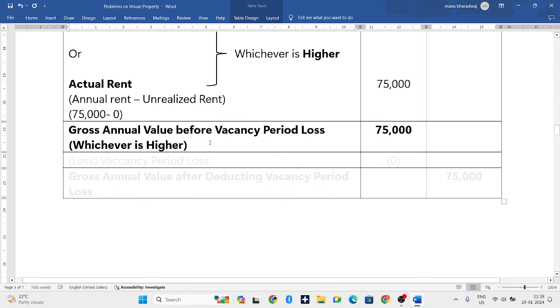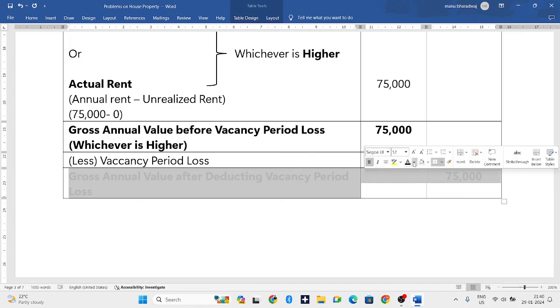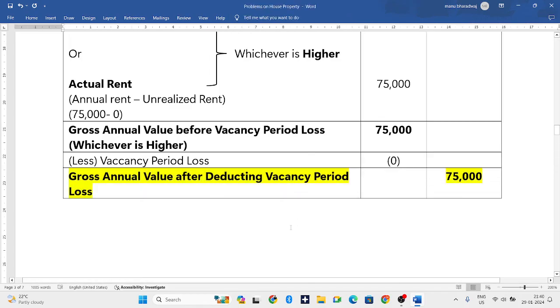This gives the gross annual value before separating the vacancy period loss. From this, we have to subtract the vacancy period loss. In the question they have not given anything about vacancy period loss. If no information is given, then we have to consider it as 0. Whatever answer we get, it is the gross annual value after deducting vacancy period loss. This is how we need to solve the problem.